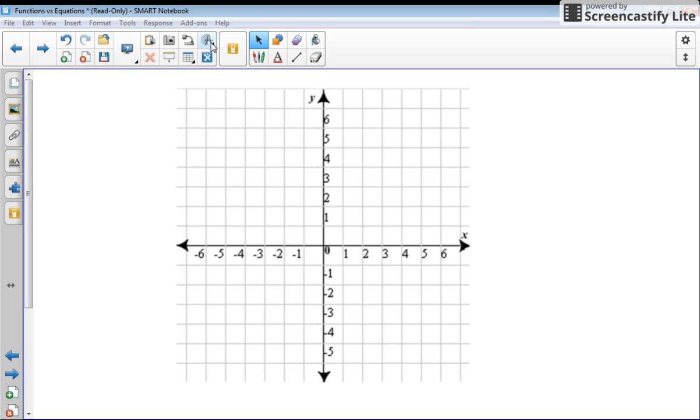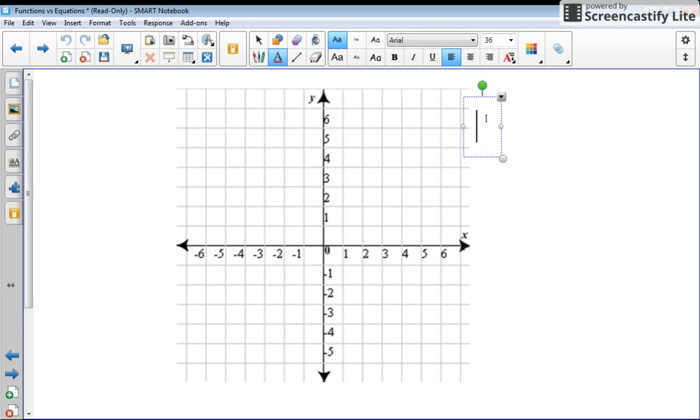Hi guys, we're here looking at functions and linear equations, and we want to just ask the simple question: can we graph a linear function? And the answer is, we sure hope so.